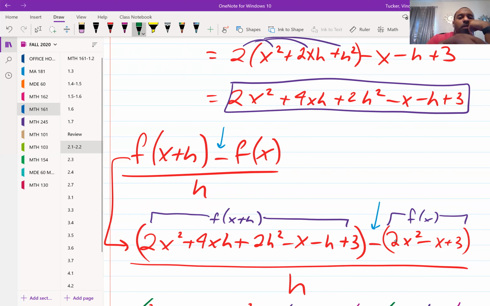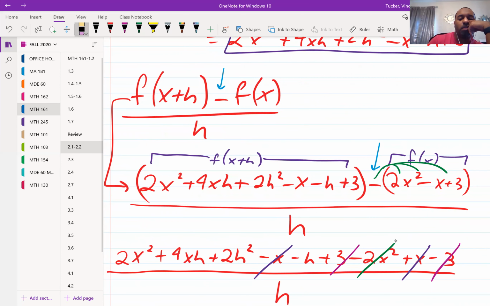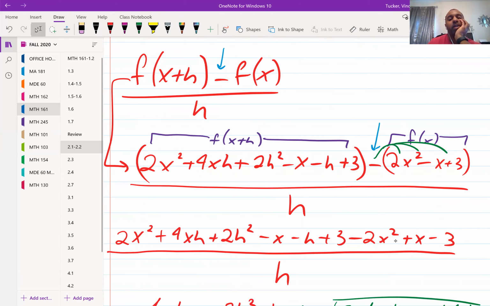All right. So of course this minus sign has to be distributed into the parentheses. So this is your expression now. 2x squared plus 4xh plus 2h squared minus x minus h plus 3 minus 2x squared plus x minus 3.